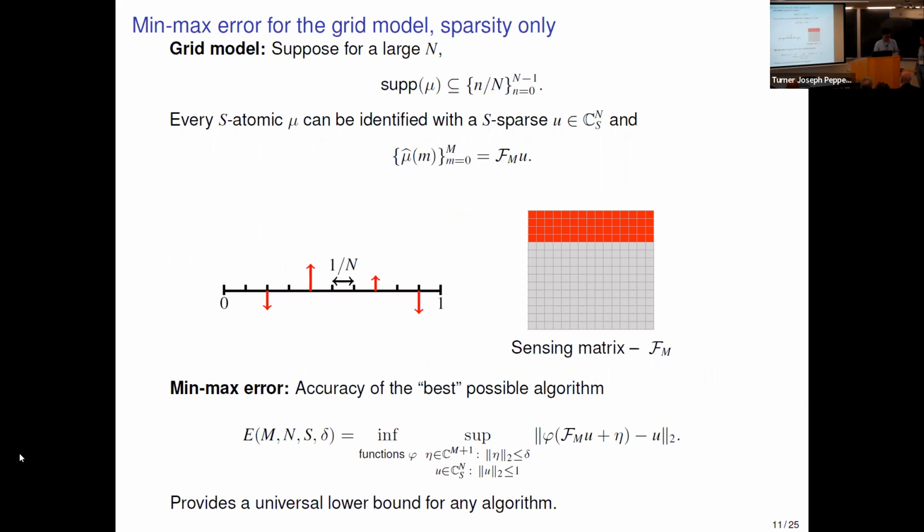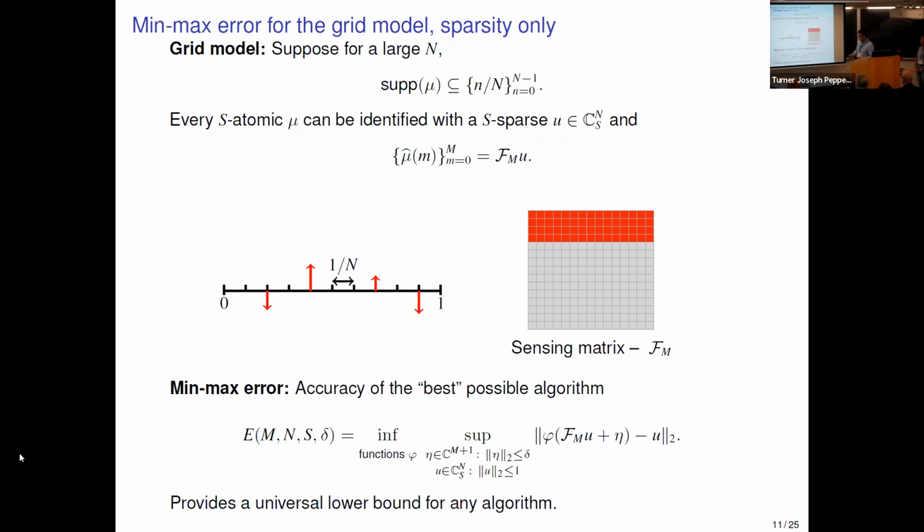All right, so when we started this project, we wanted to look at it from a sparse recovery point of view. So let's forget about any discretization error for now. Let's just suppose that the measure is actually on a grid. This grid has width 1 over n. In this setting, it can basically be transformed into a sparse recovery problem, because if you have this S atomic mu, you can identify it with this S sparse vector in C^n. And then the Fourier coefficients are just the sensing matrix F_m that Wenjing showed earlier times the sparse vector u. So you'd like to recover the sparse vector from linear measurements plus some noise, a typical sparse recovery problem.